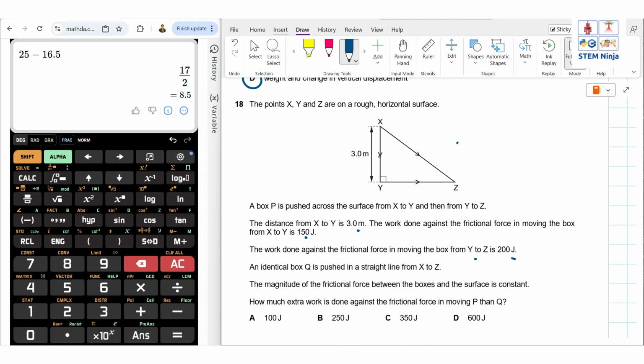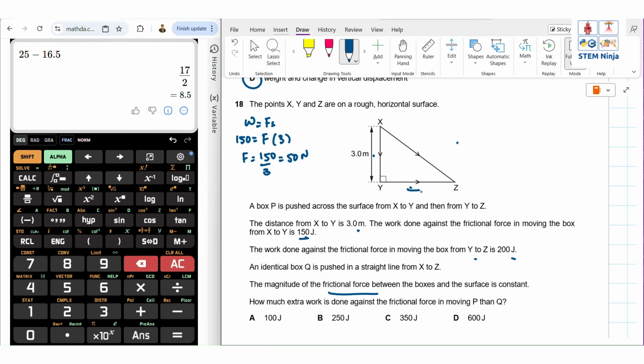So if we can calculate one of them, we can find out the magnitude of frictional force, and then we can find out the distance from Y to Z also. So we know the work done is F times displacement. Work done against frictional force from X to Y is 150. Frictional force is unknown. Displacement is 3. Frictional force would be 150 divided by 3. So that would be just 50 newtons. As they have already said that the magnitude of frictional force between the boxes and the surface is constant, so 50 newtons frictional force in all three possibilities.